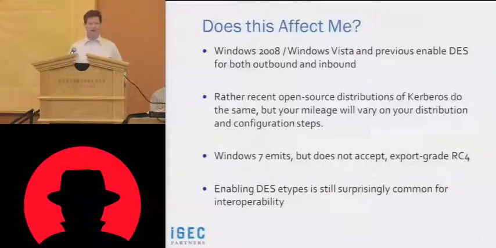So does this affect me? We talked about DES. We all know that DES is terrible. Windows Server 2008 and Windows Vista, so the latest versions of Windows from just a few years ago, all support DES out of the box. And so the KDCs are willing to accept DES encrypted timestamps, and Windows Vista clients are willing to emit them. In addition, rather recent open source distributions of Kerberos, MIT, Heimdal, and similar ones that are configured and used similarly, Solaris for example, they also all support DES. Windows 7 emits but does not accept export grade RC4.